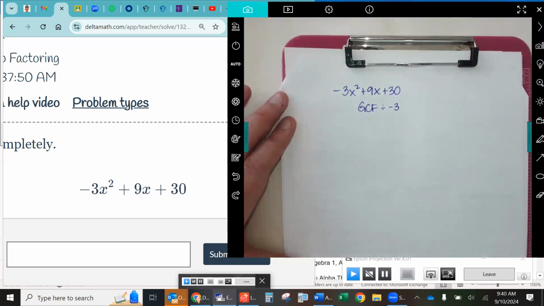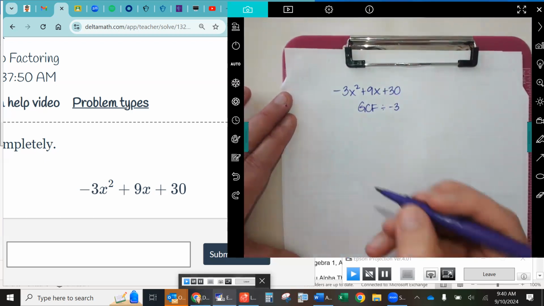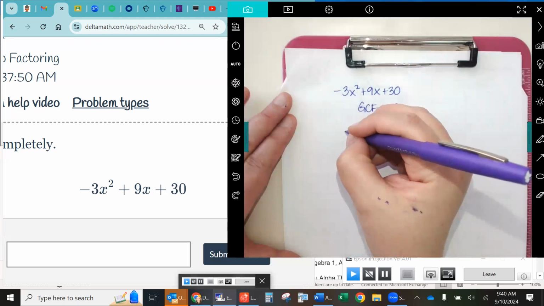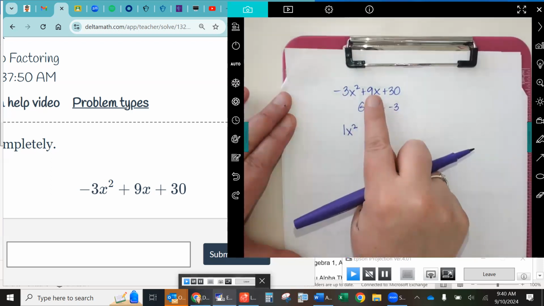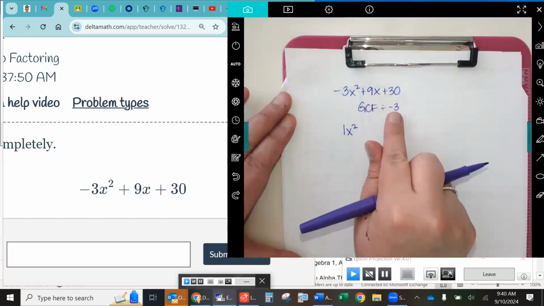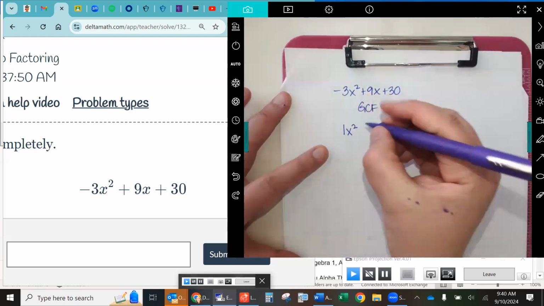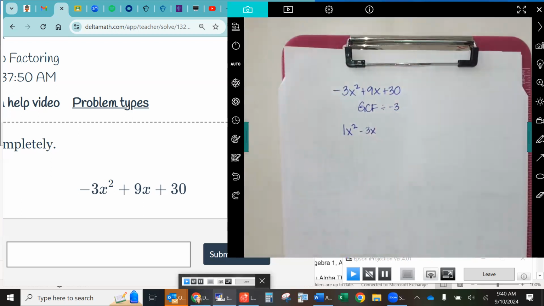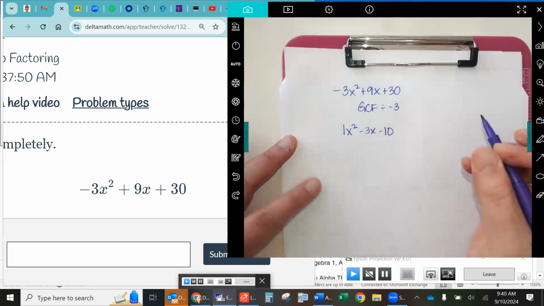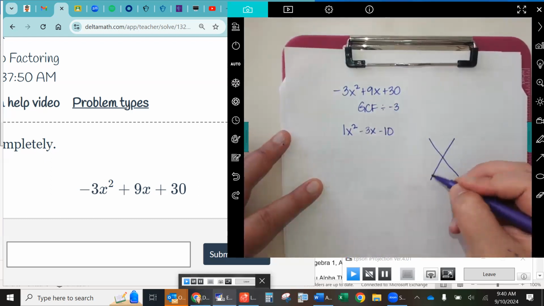Okay, so when you divide the -3, what's your new number in the front? 1x squared. What happens to my +9 if I divide it by -3? The -3x. And then what happens to my 30 if I divide it by -3? -10, very good. Okay, keep going with your chart.